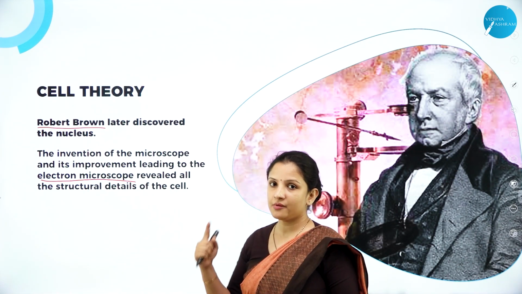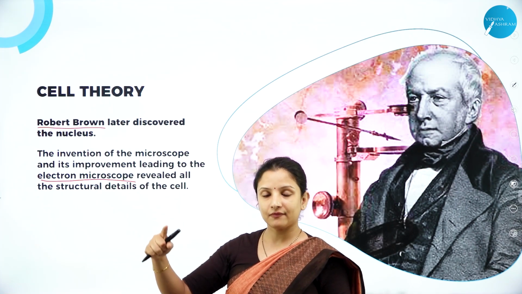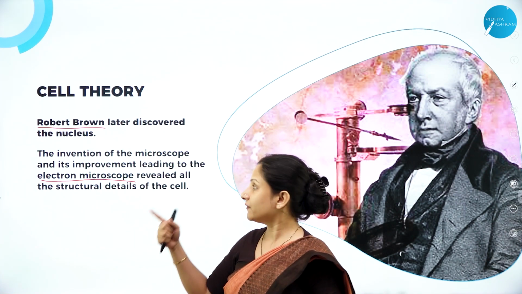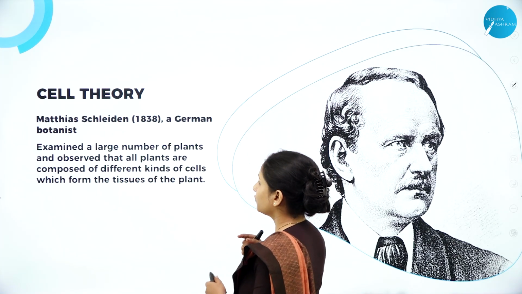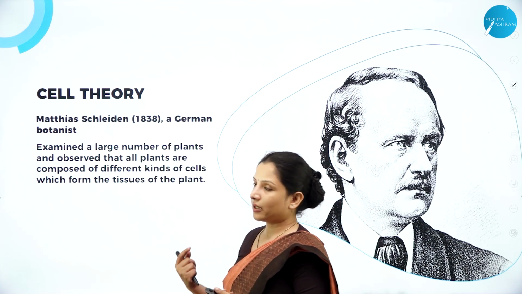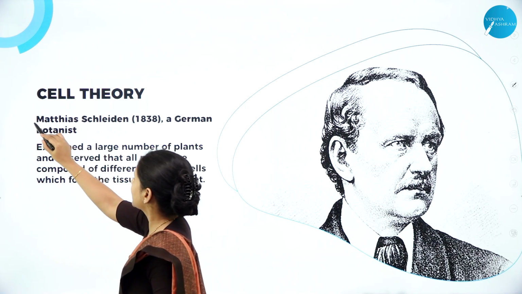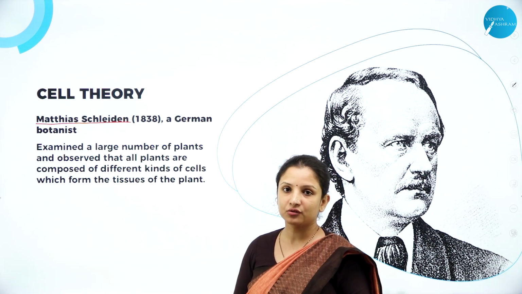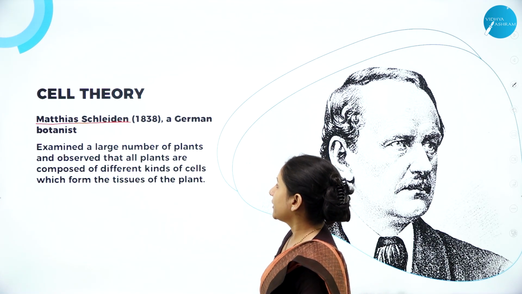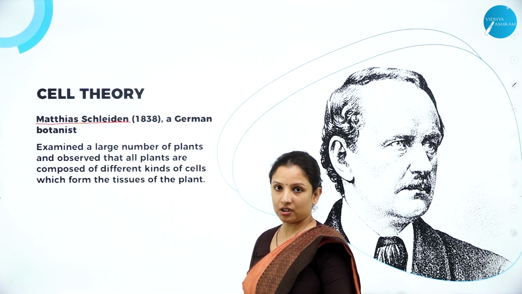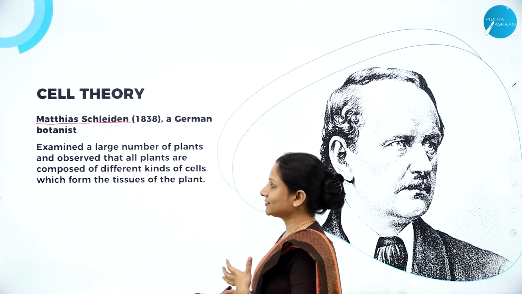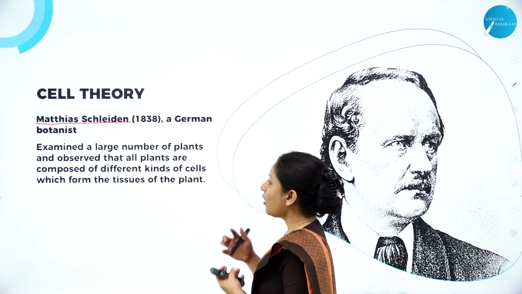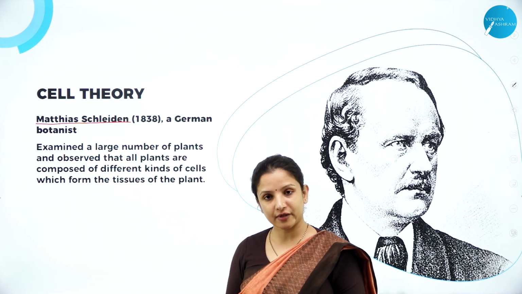So, again to brush up, Anton von Leeuwenhoek discovered a live cell. Inside the live cell, the nucleus was discovered by Robert Brown. Moving further, there is one more scientist, Matthias Schleiden. He is a German botanist, a person who studies plants. In the year 1838, he examined a large number of plants and observed that all plants are composed of different types of cells.